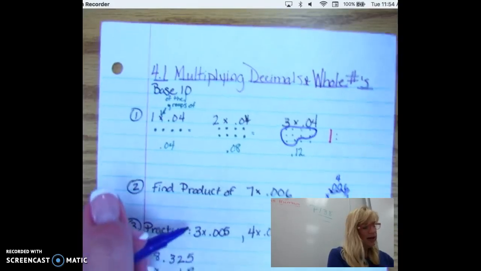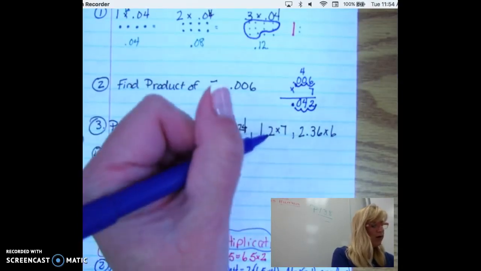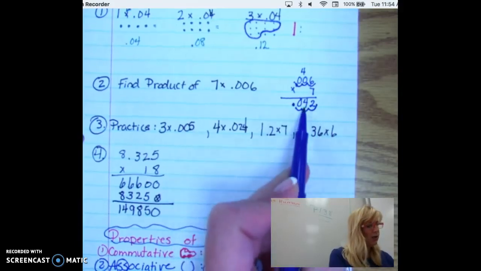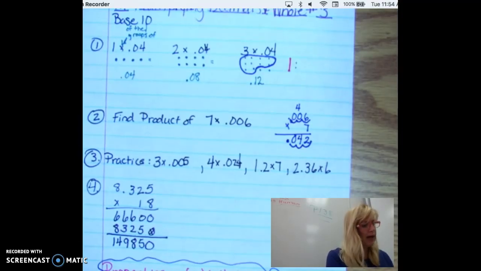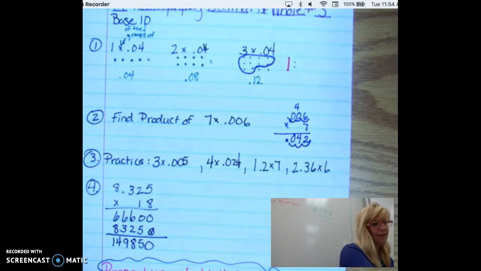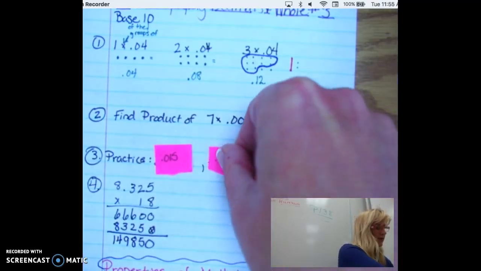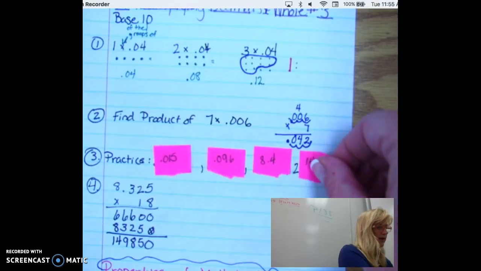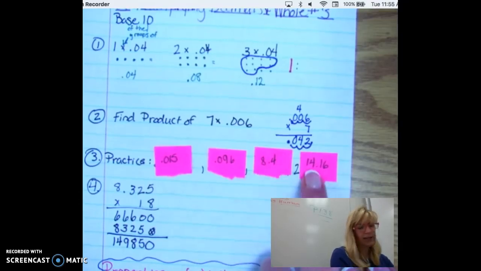So what I want you to do is attempt to do 3 times 0.005, 4 times 0.024, 1.2 times 7, 2.36 times 6. And I'd like you to try to do it with the arithmetic method like I used right here. Please pause the video and do that. Then I'm going to place on top of each one the solution. So pause me right now. So the solution to each of these is right here. 15 thousandths, 96 thousandths, 8 and 4 tenths, and 14 and 16 hundredths.